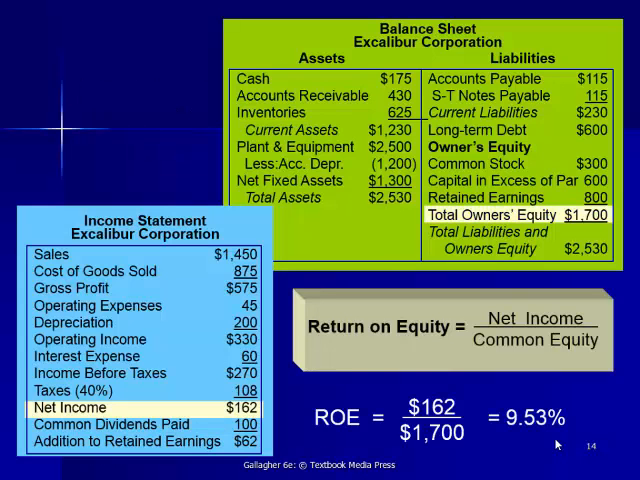Return on equity is another ratio that we have an interest in. We're studying the firm from the perspective of its owners. So how much net income does the company have relative to the owner's investment in the firm? And we can see here that net income is equal to 9.53% of the common equity.